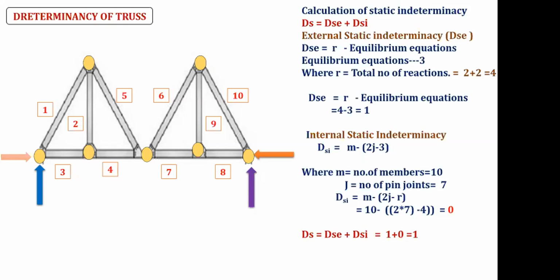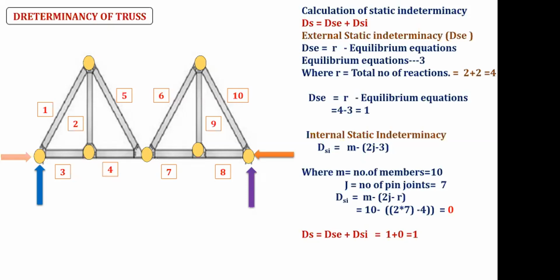So what about the degree of internal indeterminacy? It is 0. External indeterminacy equals 1. But finally, the degree of static indeterminacy equals 1. So for this problem, we require one additional equation to analyze the given truss.